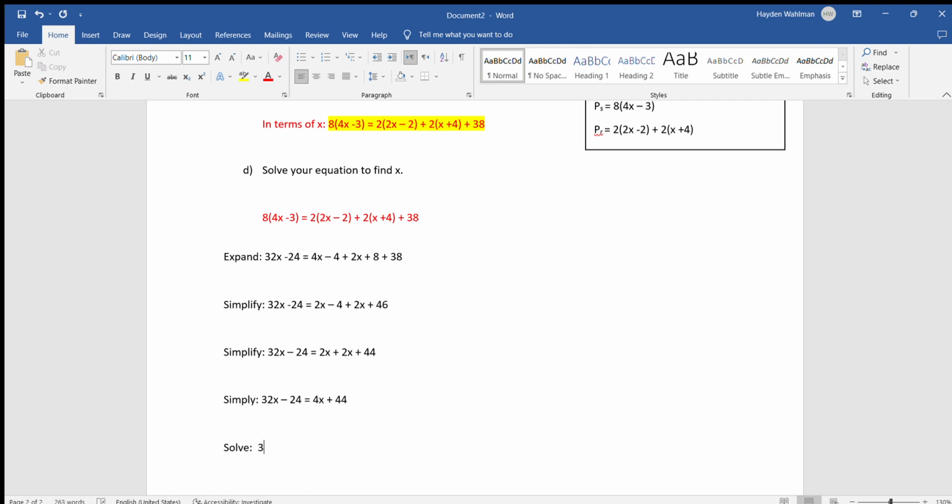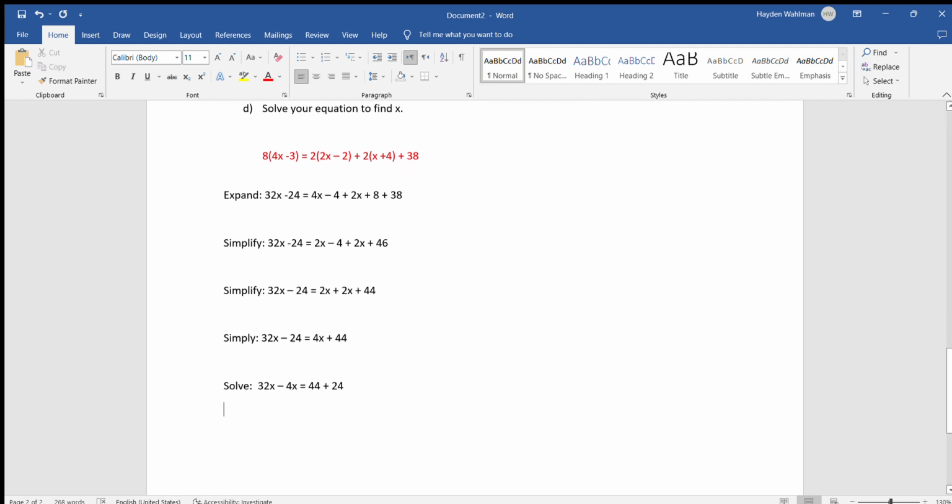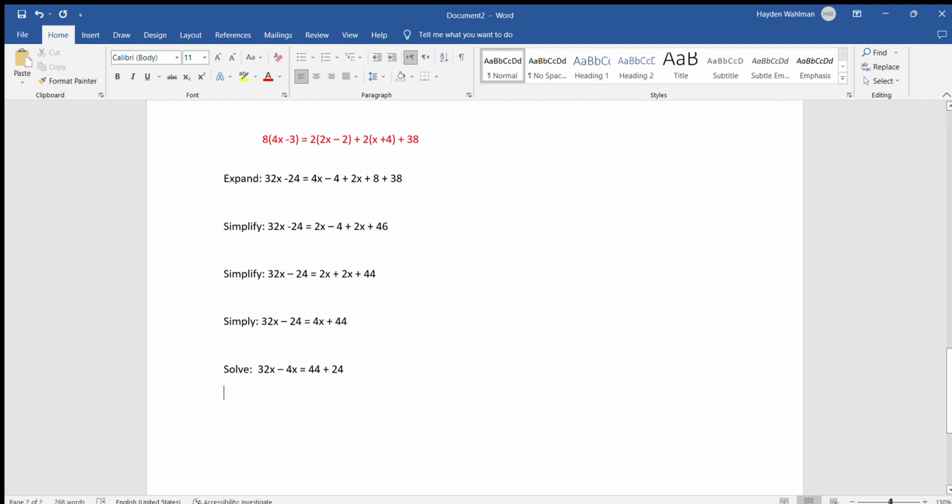It doesn't really matter. I just like it better this way. So let's put that positive 4 over on this side, which we change into a negative. And let's put that negative 24 on the other side, which makes it a positive, okay? And so now we have, I'm just going to start using these little arrows to show we're going step by step now, right? So 32 minus 4, 28x. 44 plus 24 is 68.